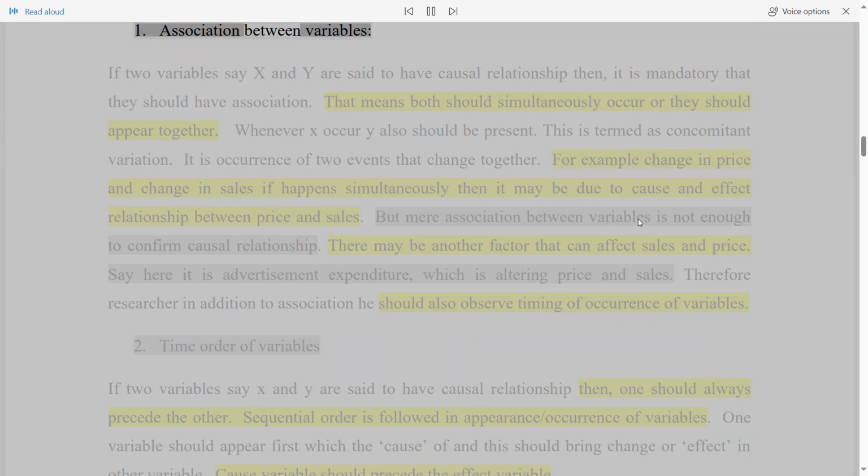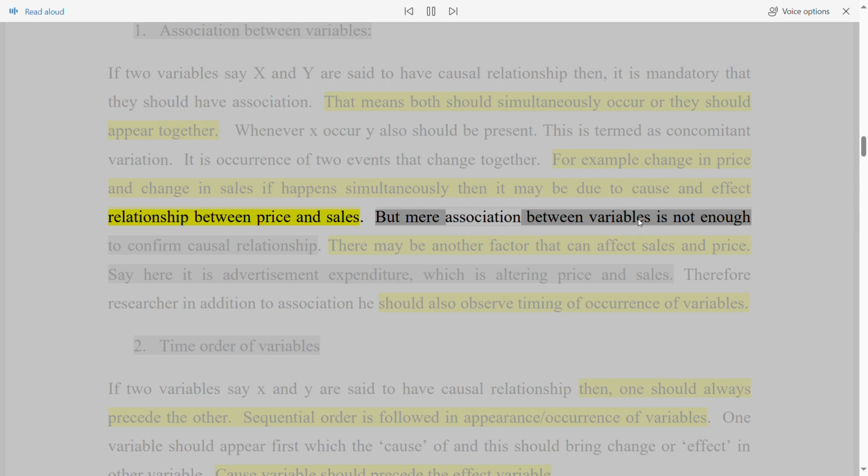1. Association between variables. If two variables, say x and y, are said to have causal relationship, then it is mandatory that they should have association. That means both should simultaneously occur or appear together. Whenever x occurs, y also should be present. This is termed concomitant variation. It is occurrence of two events that change together. For example, if change in price and change in sales happen simultaneously, then it may be due to cause and effect relationship between price and sales.